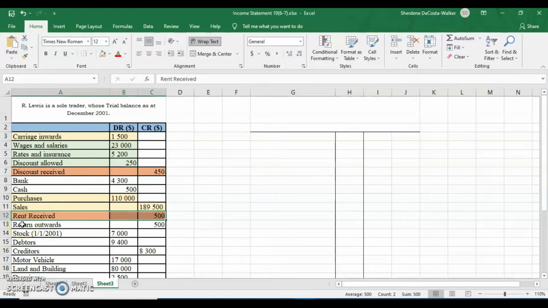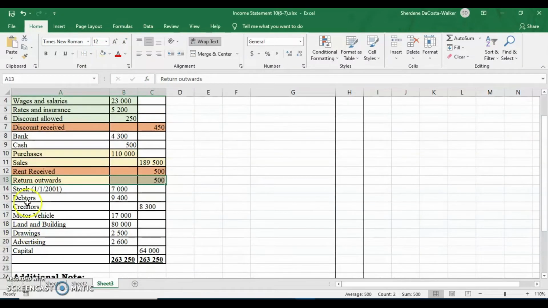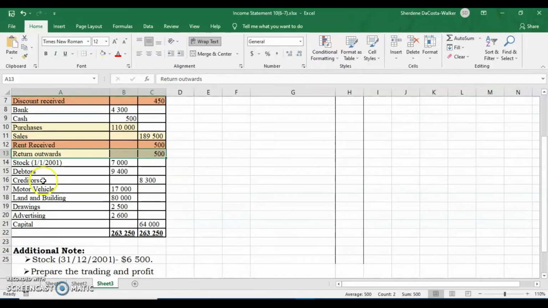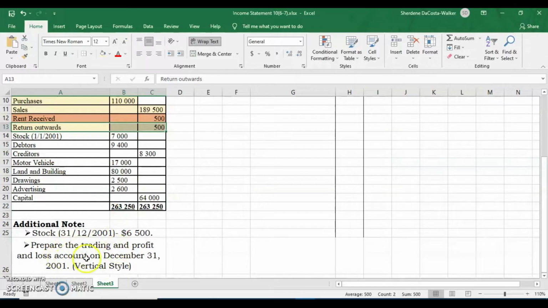Return outwards, your goods that you bring back to your suppliers, will affect your trading. So I'm going to highlight that one for the trading section. Stock, this is opening stock, and how I know that it's opening stock is based on the date. I'm asked to prepare a trading and profit and loss account for December 31st, 2001, and this is saying January 1st, 2001. So this is telling me that this is the amount of stock I started with. So that's my opening stock, and this is going to be a part of my trading.